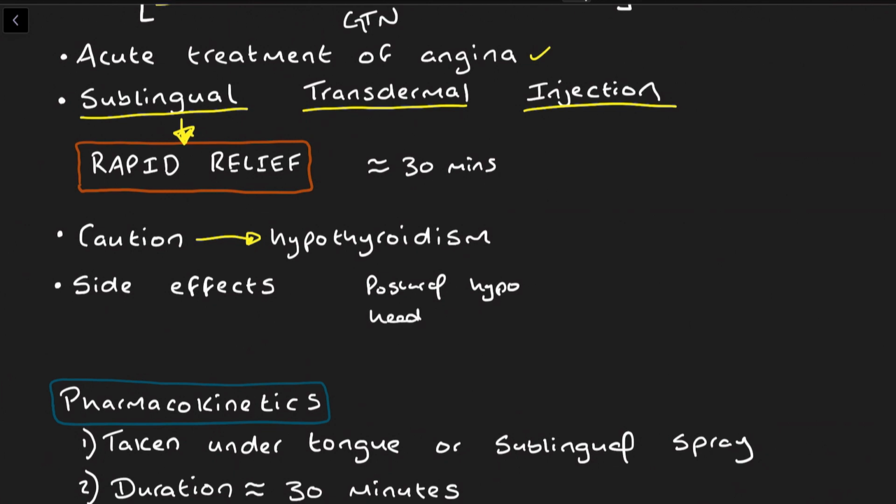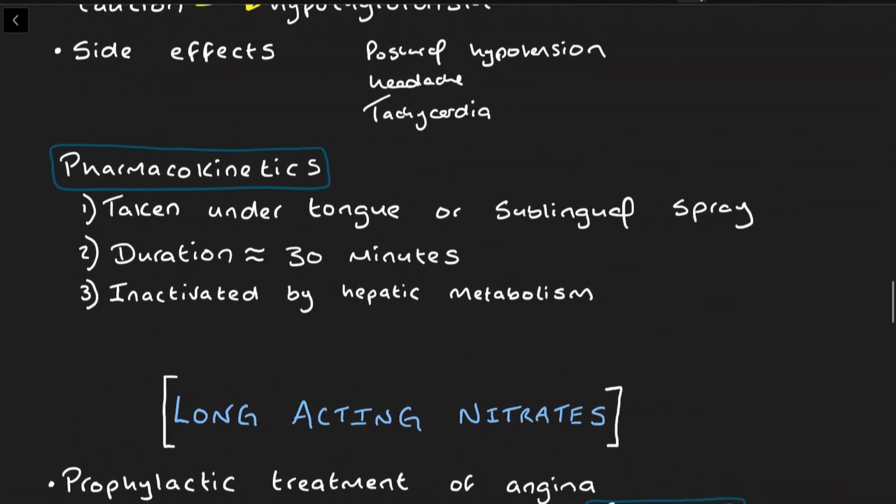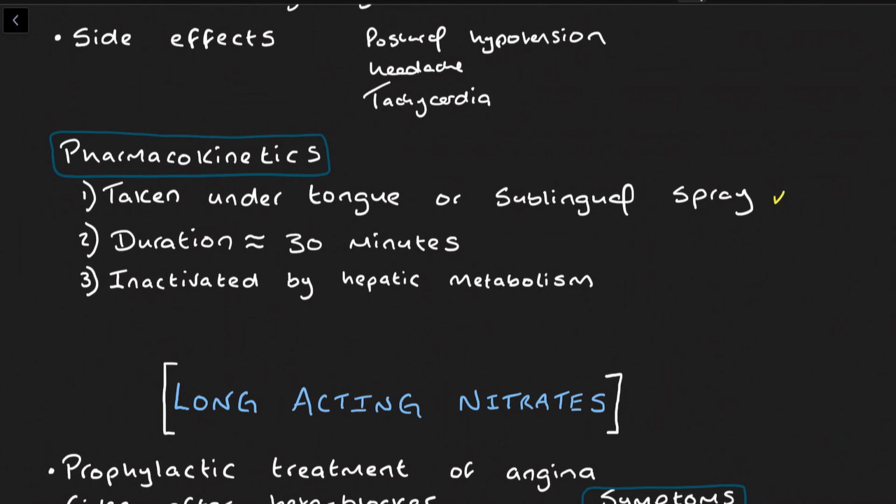The aerosol is usually sprayed 1 to 2 times under the tongue. It's well absorbed from the mouth. It can be taken under the tongue or as a sublingual aerosol spray. It's ineffective if it's swallowed due to the first pass metabolism degrading the chemical itself. So the effective duration of action, like we mentioned, is around 30 minutes, and it's rapidly inactivated by hepatic metabolism.